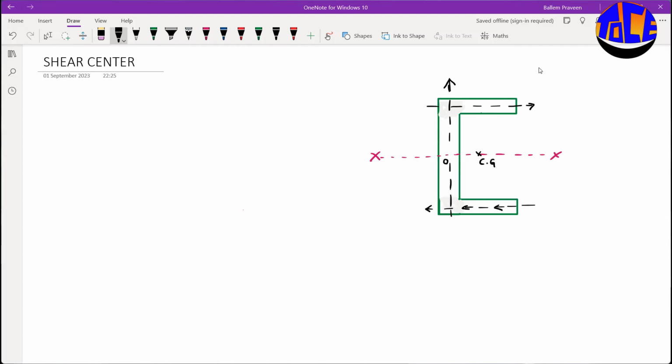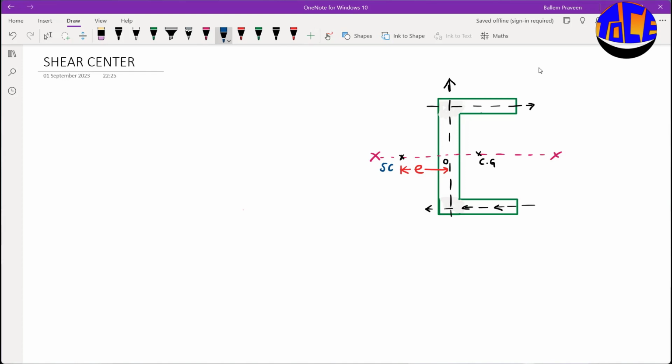For this channel section, we can easily locate the CG. Usually the CG lies over here. Coming to the shear center location, the shear center usually locates away from the channel section, somewhere here. So we need to find out the distance, or the eccentricity, of the shear center from O.